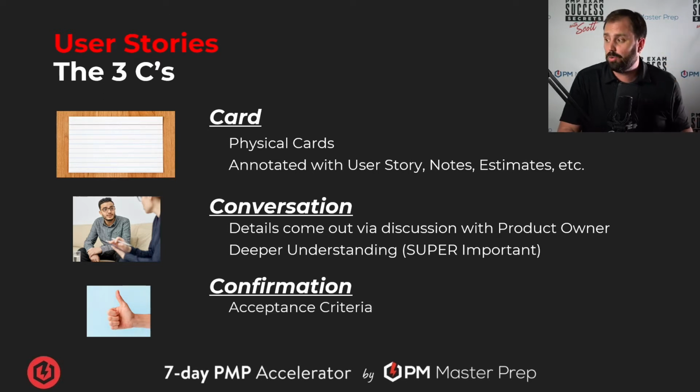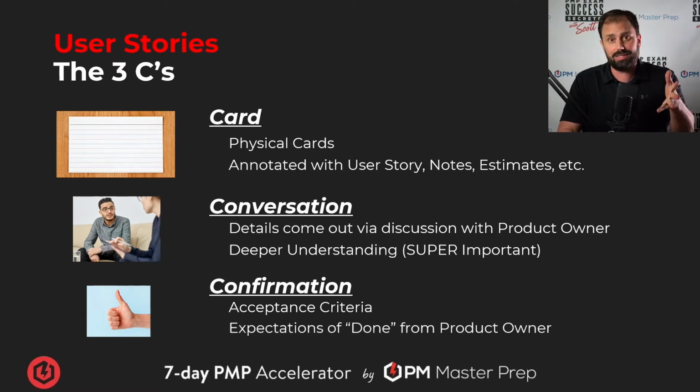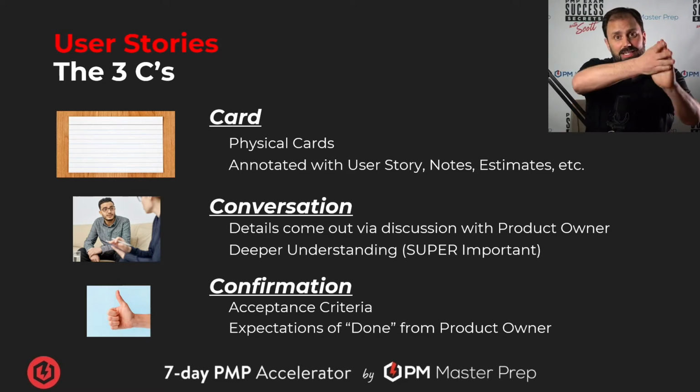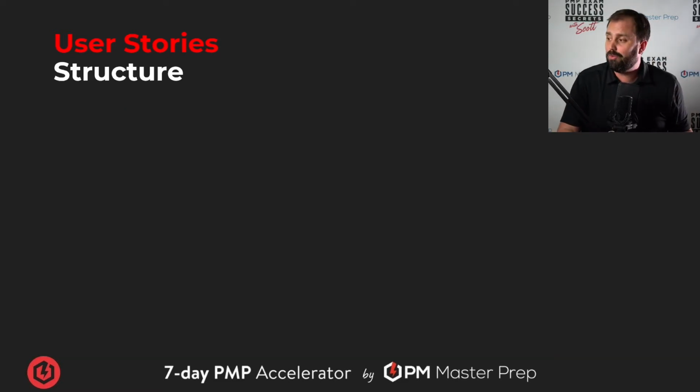The third C is, what are the acceptance criteria for this card, for this user story? And then what is the expectation of what done is for the product owner? You've got to know all three of those. And it doesn't happen by putting it up there and not looking at it. You've got to get your hands on it, start talking it through and moving it around.